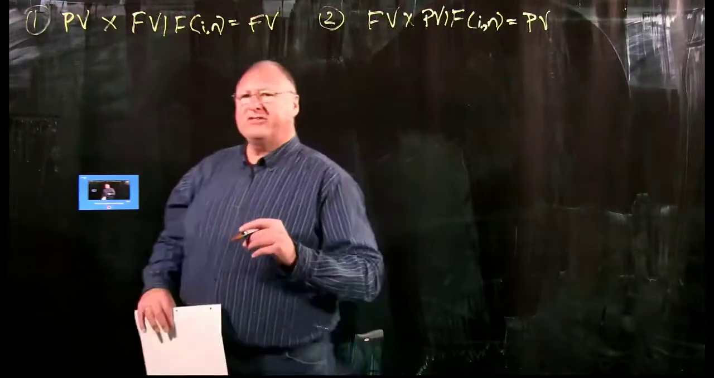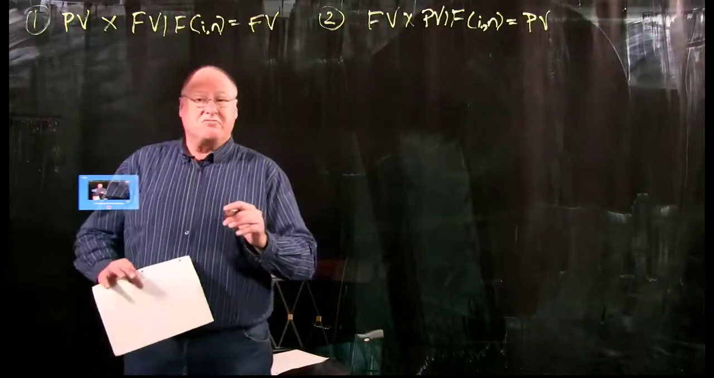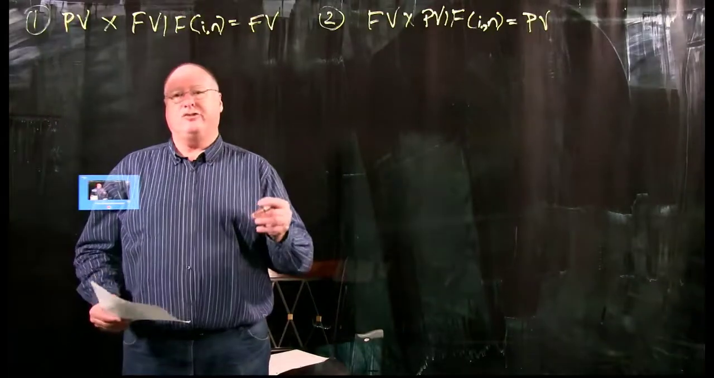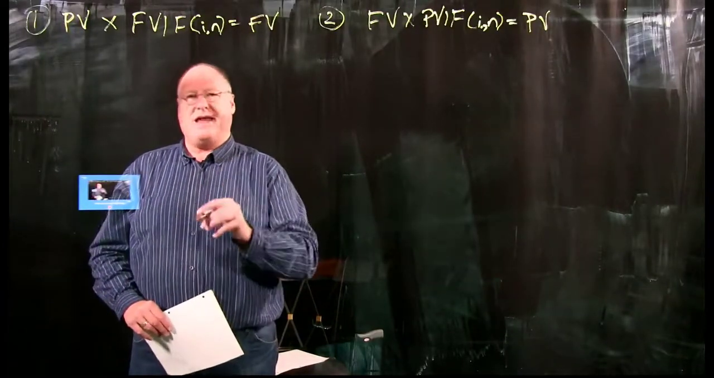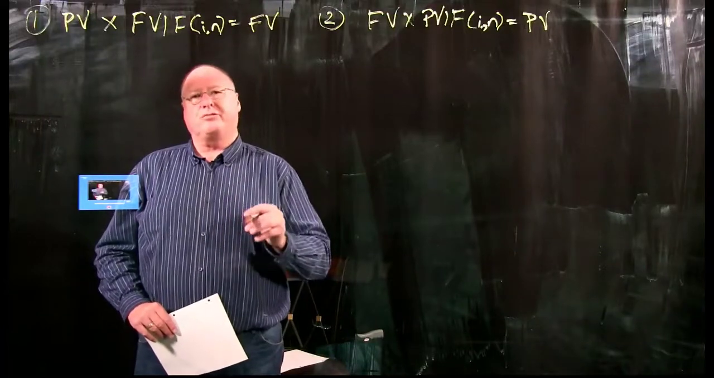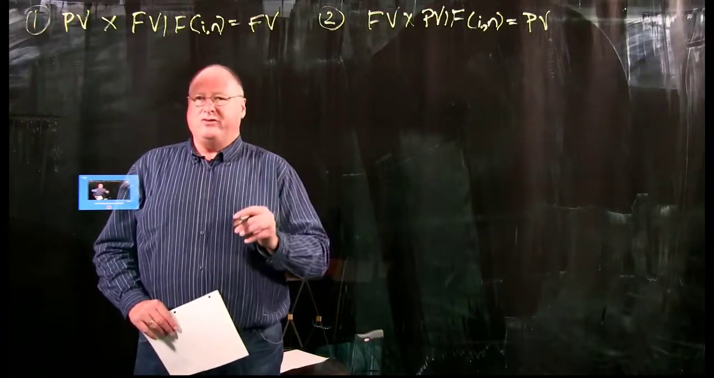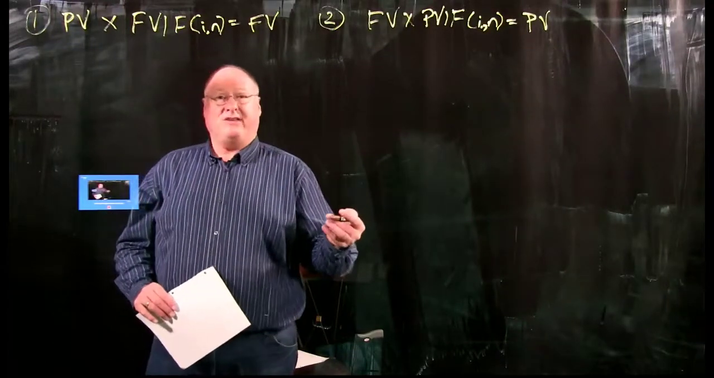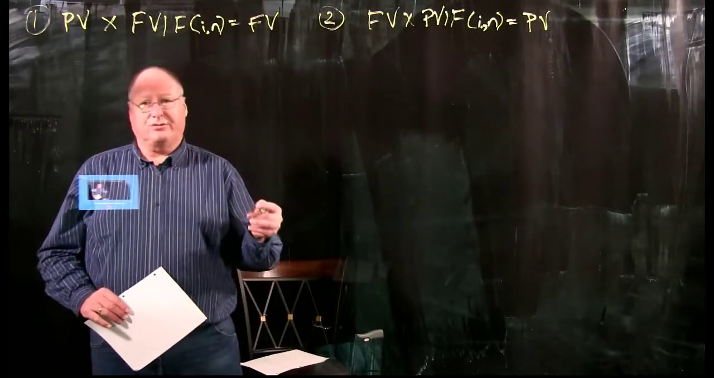So let's go from a very simple basis. Let's say that you put $1,000 in the bank on January 1st. For that $1,000, you're going to earn 3% on that money. And you ask, how much am I going to have in my savings account at the end of 3 years?